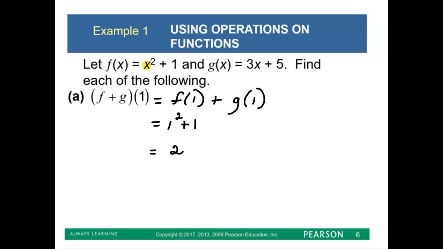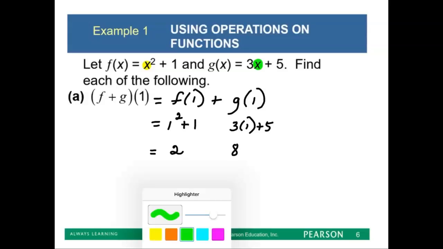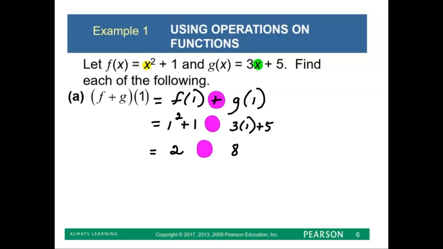Now we need to find g of 1. So we're going to go to our function g, and we're going to replace x in g with 1. So here we get 3 times 1 plus 5, so that's 8. Now keep in mind the operation that is joining f of 1 and g of 1 is a plus. So we're going to need to bring that down, and then 2 and 8 will make 10.